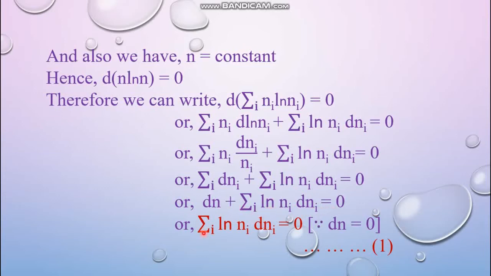And this is a very important equation. This red colored or magenta colored equation is very important, and it is written as equation number 1. So remember equation number 1. What is equation number 1? Sum over i of ln n_i d n_i equals 0. So we take this equation into account.